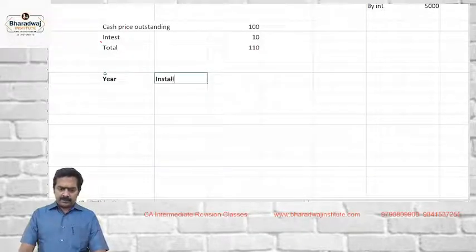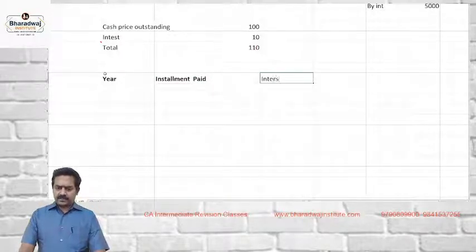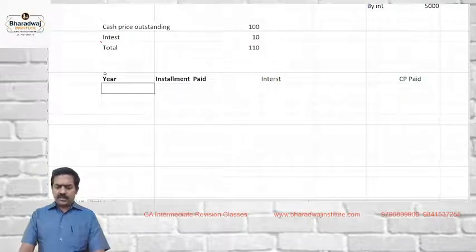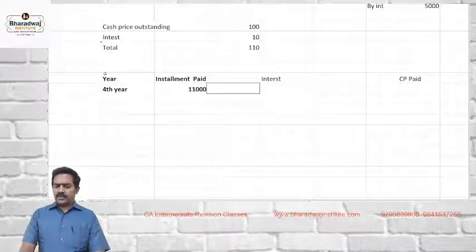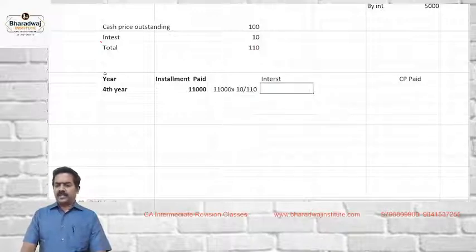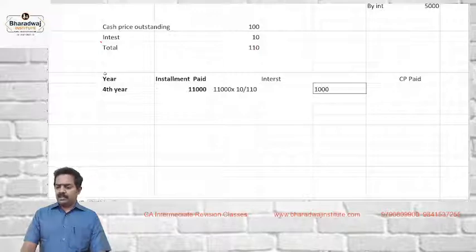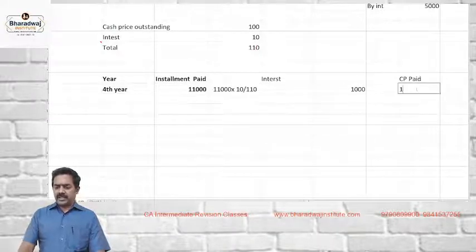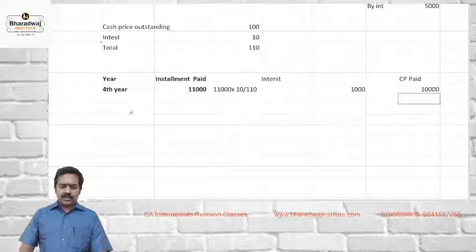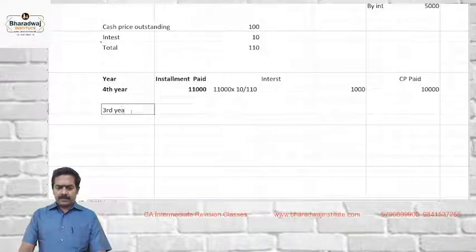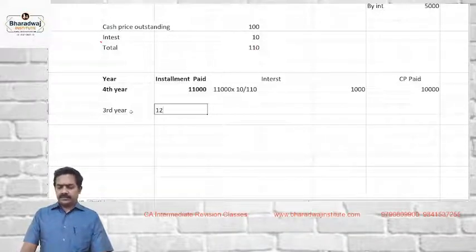Installment paid. Then eliminate interest. We'll get cash price paid. Pay attention. Fourth year, what is installment paid? 11,000. This includes interest. So while working out interest, 11,000 into 10 by 110, will be what? 1,000. So 11,000 minus 1,000. What is the cash price paid? 10,000.